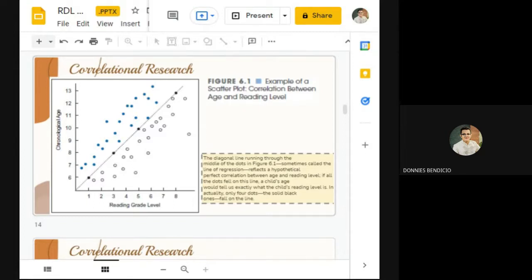So age, halimbawa, grade 6, age nila ay 6 years old. Tapos, andito lang sila sa reading grade level na 1 o kaya naman mataas na siguro baka nasa 1.5 gano'n. O kaya naman habang tumataas yung age nila, halimbawa nasa age 13 or 12, nasan sila halimbawa? Nandito sila banda sa bandang 5 or 6. Yan. So mapapansin niyo na meron silang diferensya sa isa't isa. Okay? So if all the dots fell on this line, a child's age would tell us exactly what the child's reading level is. In actuality, only 4 dots, the solid black ones, fall on the line.